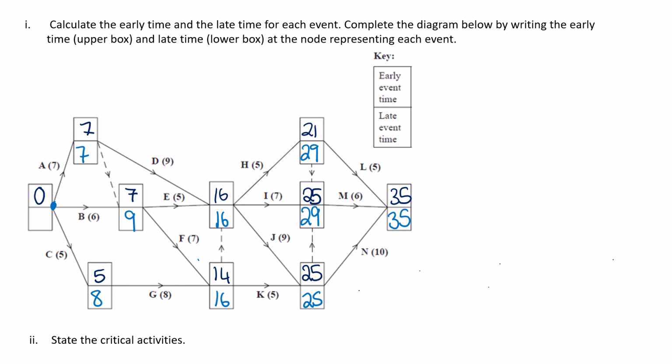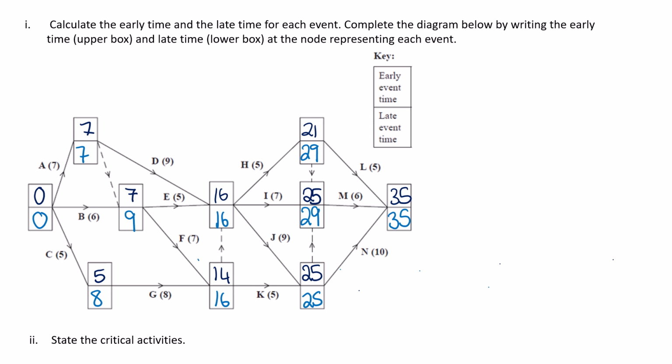And then let's double check everything works back to our source node. A, 7 minus 7 is 0. B, 9 minus 6 is 3. And C is 8 minus 5 is 3. So 0 is our smallest amount. So this is our completed early and late times for this activity network.